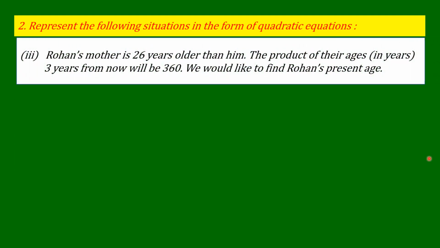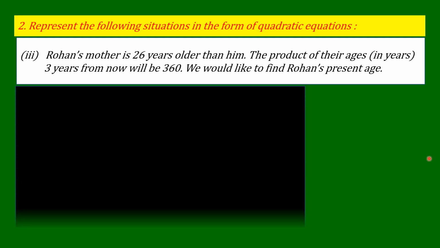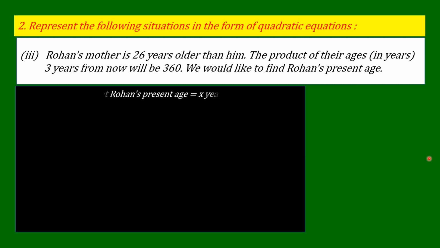Yes. Here, Rohan's mother is 26 years older than him. The product of their ages in years 3 years from now, not now, 3 years from now, will be 360. We would like to find Rohan's present age. So we will suppose that Rohan's present age is x years, or y years, whatever you want to take.